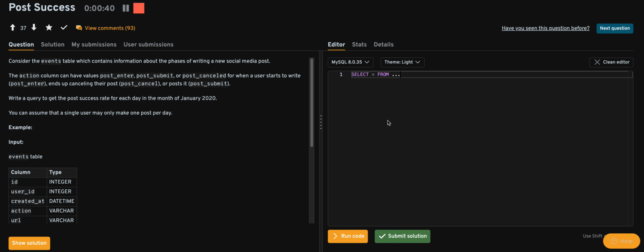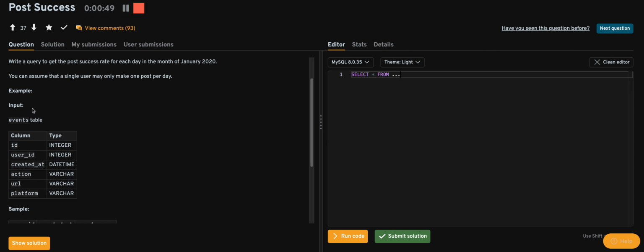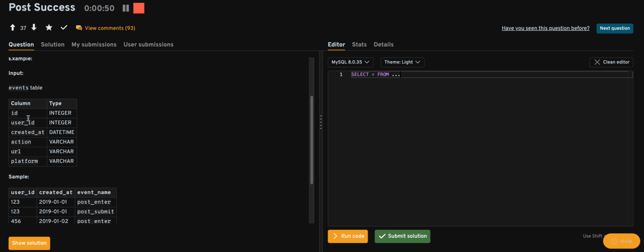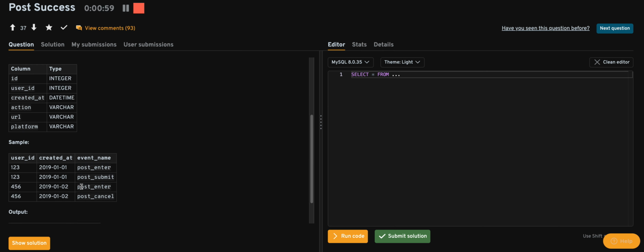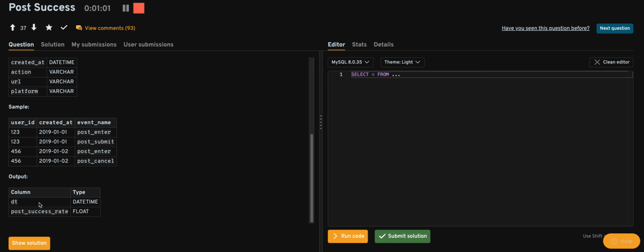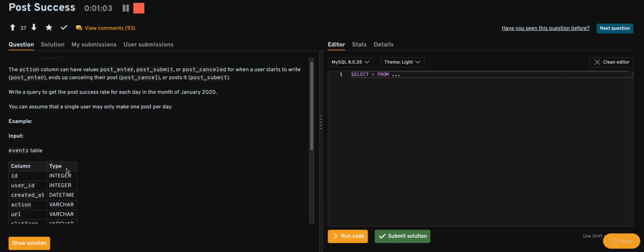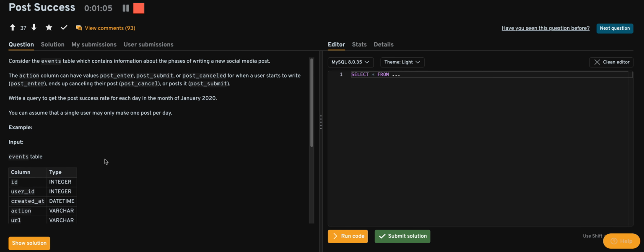You can assume that a single user may only make one post per day. So we have an ID column, user ID, created at, action, URL, and the platform. And we have the output, which is the day and the post success rate.